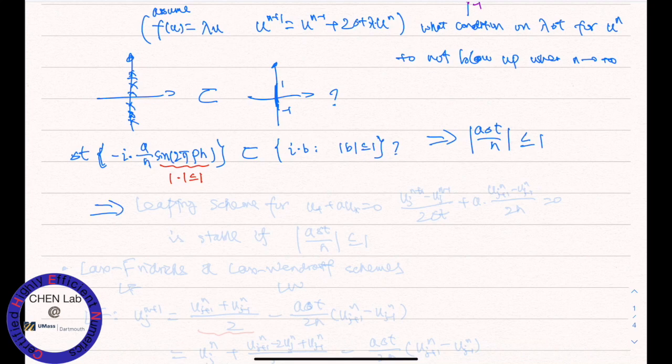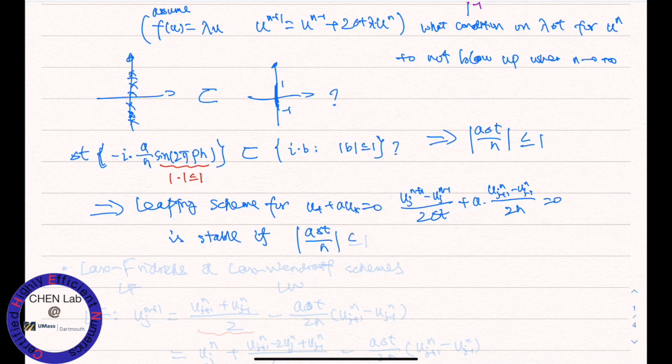So we conclude that the Leapfrog scheme for u_t + a u_x = 0, which is (u_j^{n+1} - u_j^{n-1})/(2 delta t) + a (u_{j+1}^n - u_{j-1}^n)/(2h) = 0, is stable if a delta t over h is less than or equal to 1.